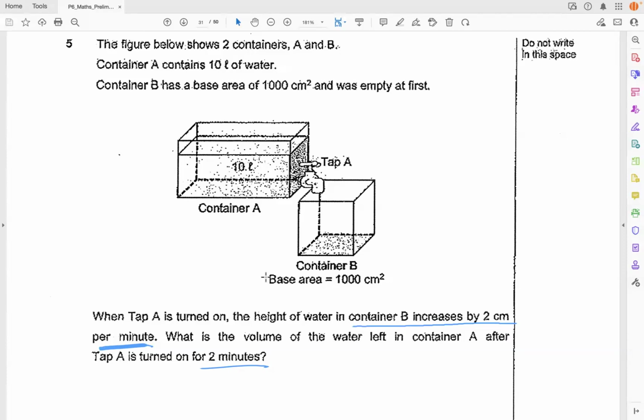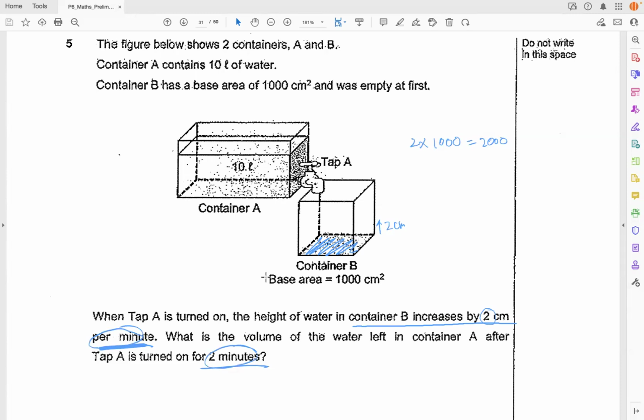so the volume transferred in 1 minute, because if every minute it rises by 2 centimeter, right? So it rises by 2 centimeter means the 2 centimeter here. Every minute it rises by 2 centimeter. Height multiplied by the base area, which is 1000, gives you the volume of water that goes into container B per minute. Okay, because it rises by 2 centimeter per minute.